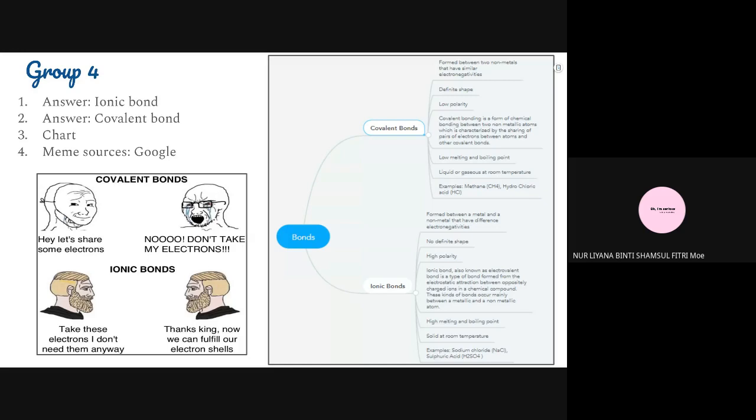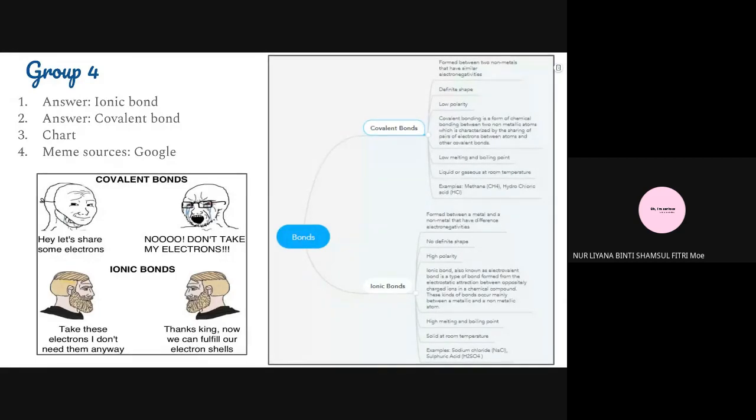Bonds are divided into two. The first bond is covalent bonds. The second one is ionic bonds. Covalent bonds form between two nonmetals that have different electronegativities. It has a definite shape and low polarity.